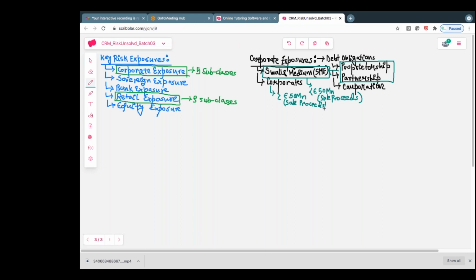Okay, so I have these two exposures, right? Any exposure of any obligor whose sales turnover is less than 50 million euro is flagged as an SME. If it is more than 50 million euro in reported sales of the group, then it is a corporate.